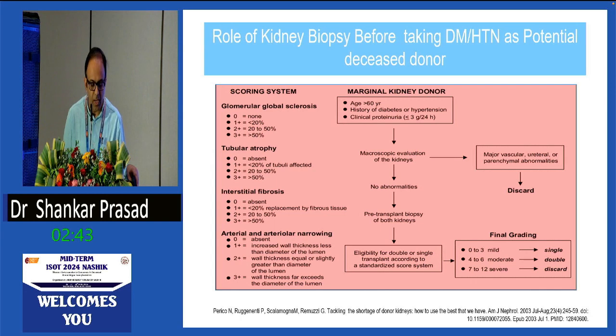Similarly, Perico et al. have come out with another algorithm. It's almost similar to the previous. When marginal kidney donors are there, with age more than 60 years, history of diabetes or hypertension, and significant proteinuria, if there are no major vascular, ureteral or parenchymal abnormalities, you should consider a pre-transplant biopsy of both kidneys, and eligibility for double or single transplantation according to the scoring system. Again, it's the same: 0 to 3, mild changes, you can go ahead with the transplant. 4 to 6, consider a double or dual kidney transplant, and more than 7, discard the organ.